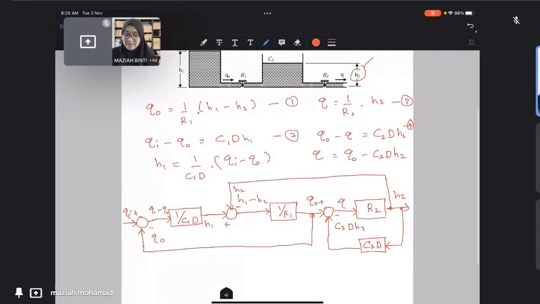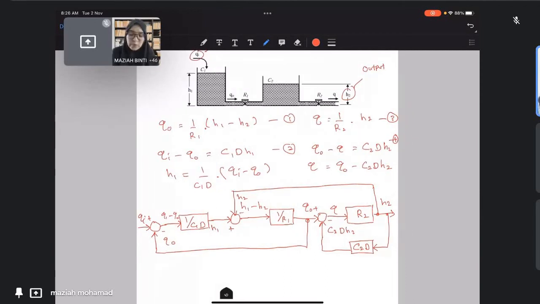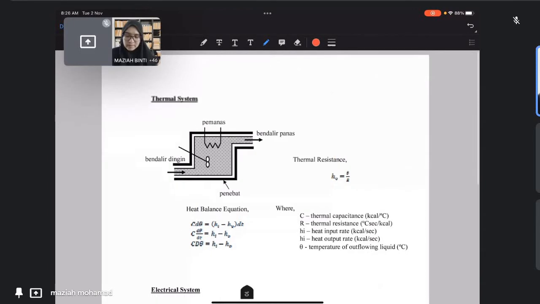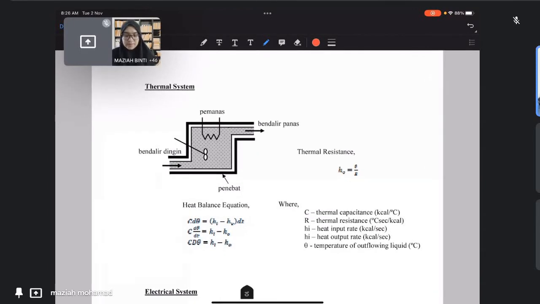Alright, if no question, let's continue with the second system. The second system is the thermal system. Basically, the equation for the thermal system is similar to the equation for the liquid level system.